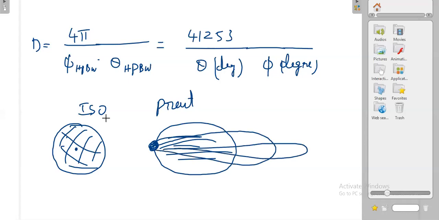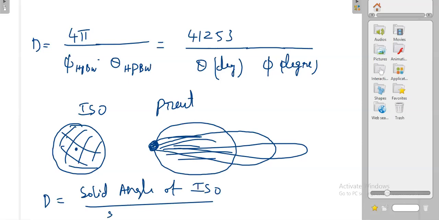So, solid angle of the isotropic radiator divided by solid angle of the practical radiator. Simply you can remember it like that. Directivity is equal to the solid angle of ISO divided by the solid angle of the practical antenna.